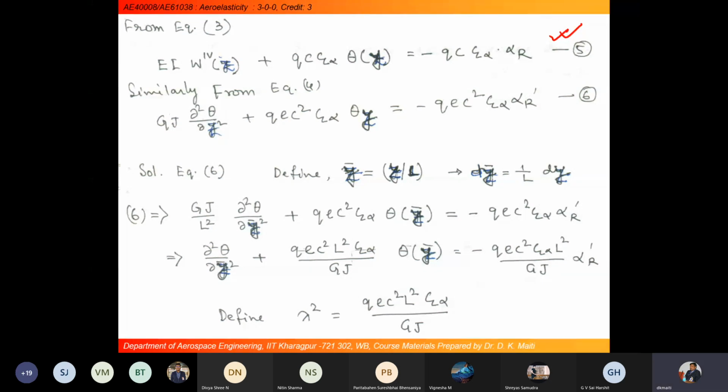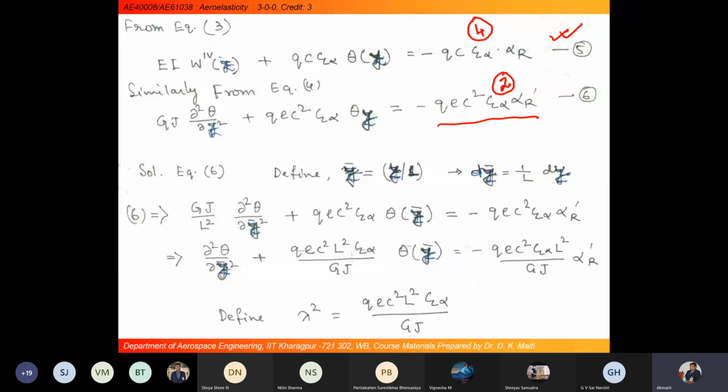Okay, I think somewhere I have used x and some places it is y. In this case, we are taking y as the coordinate: GJ d2 theta by dy square plus q e square c l alpha into theta function of y is equal to minus q e square c l alpha into alpha r prime. So, if I want to solve these two equations, I need to integrate this equation 4 times, so I need to apply 4 boundary conditions here, and 2 boundary conditions here.